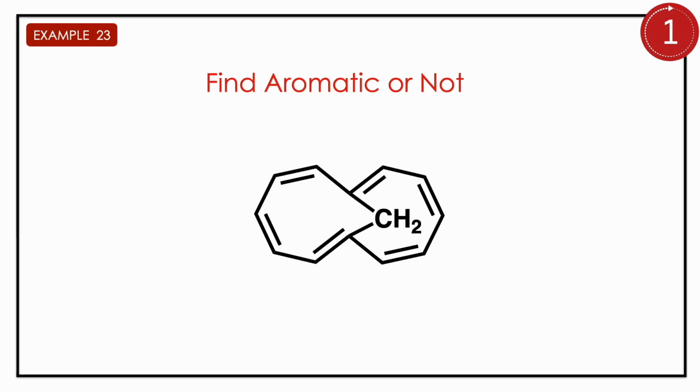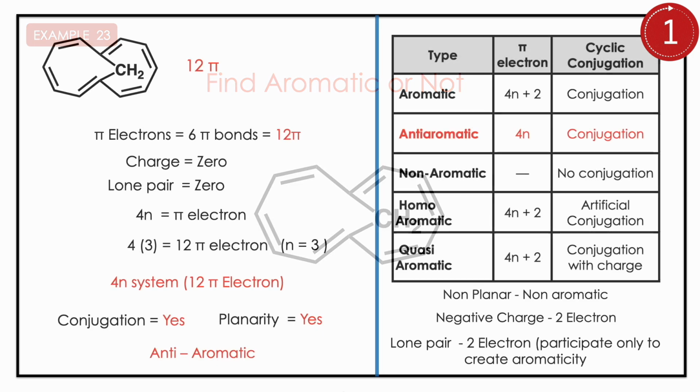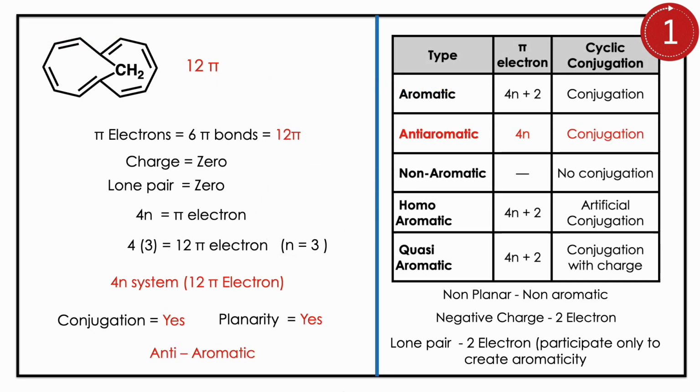Then the next example, you have a fused system with a bridged carbon. It has 2 seven-member rings connected through a bridged carbon. Pi bonds are conjugated. You should find whether the given compound is aromatic or not. The given compound has 12 pi electrons, totally 6 pi bonds. The charge is not there, lone pair is not there, so 0. So totally 12 means it's a 4n system where n equals 3. Conjugation definitely there. All are sp2 carbons except the bridge, so it's planar. So 4n system, conjugation, planar mean an anti-aromatic compound.